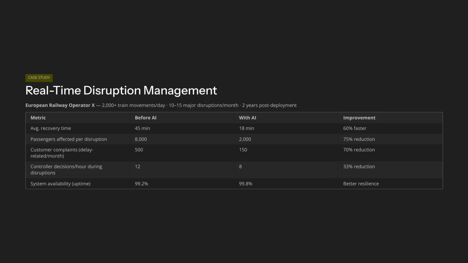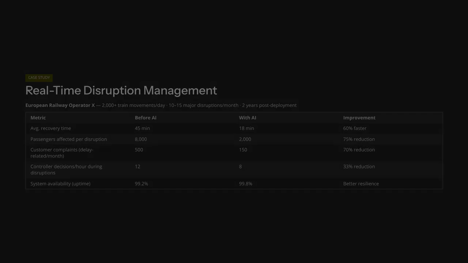Taken together, this case study illustrates something that runs through this entire lecture. AI in operations delivers real, measurable value, but only when the human factors are taken as seriously as the algorithms. The technology worked, the interface design mattered just as much, the controller training mattered just as much, the fallback procedures mattered just as much. You don't get the 60% recovery time improvement without all of those things working together.